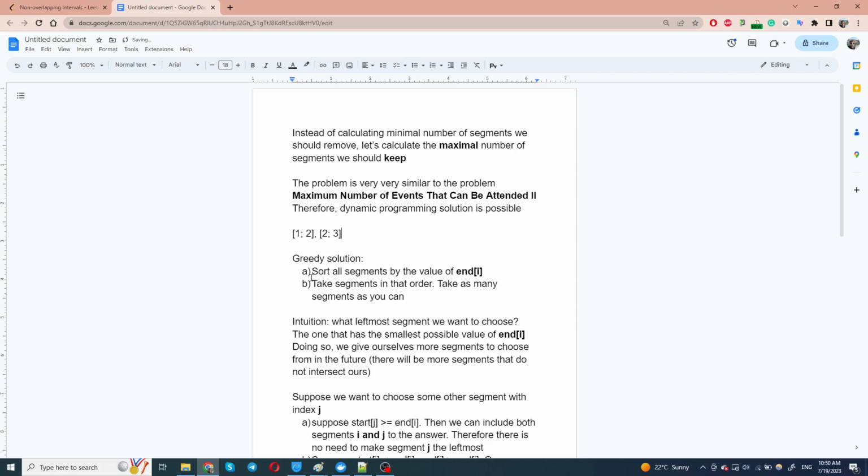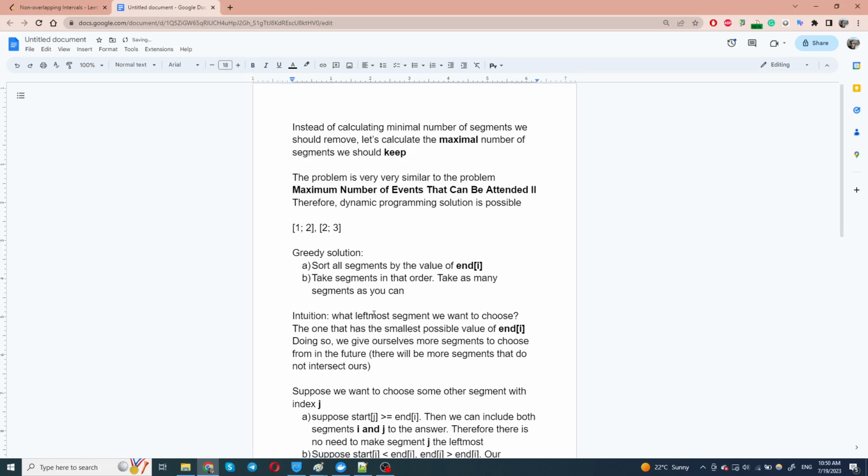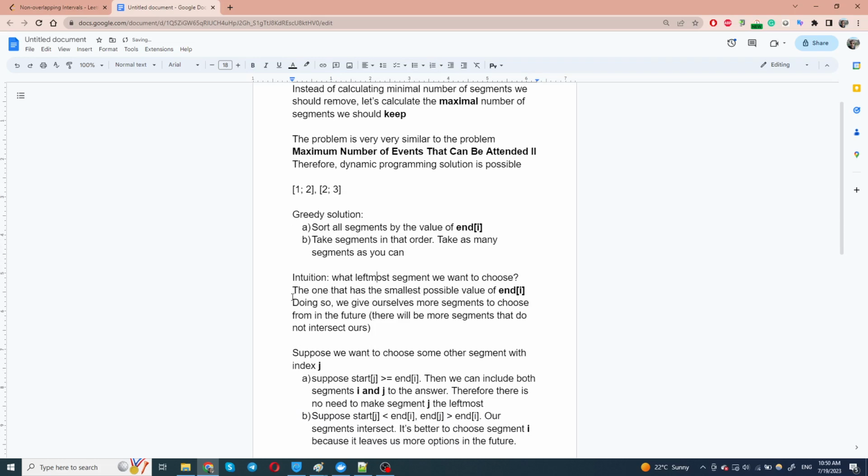Okay, so what is the greedy solution for this problem? So we are going to sort all of our segments by the value of the end of this segment. And then we are going to take the segments in that order. And we are going to take as many segments as we can without allowing intersections. Okay, so what's the intuition behind such a greedy solution? So we want to ask ourselves a question. What is the leftmost segment that we want to choose? And the answer to that is the one that has the smallest possible value of the end.